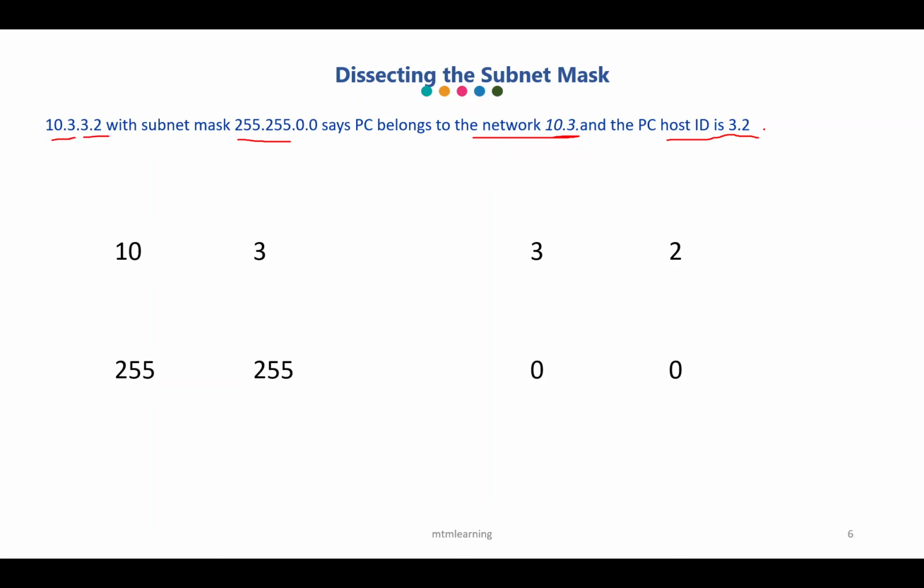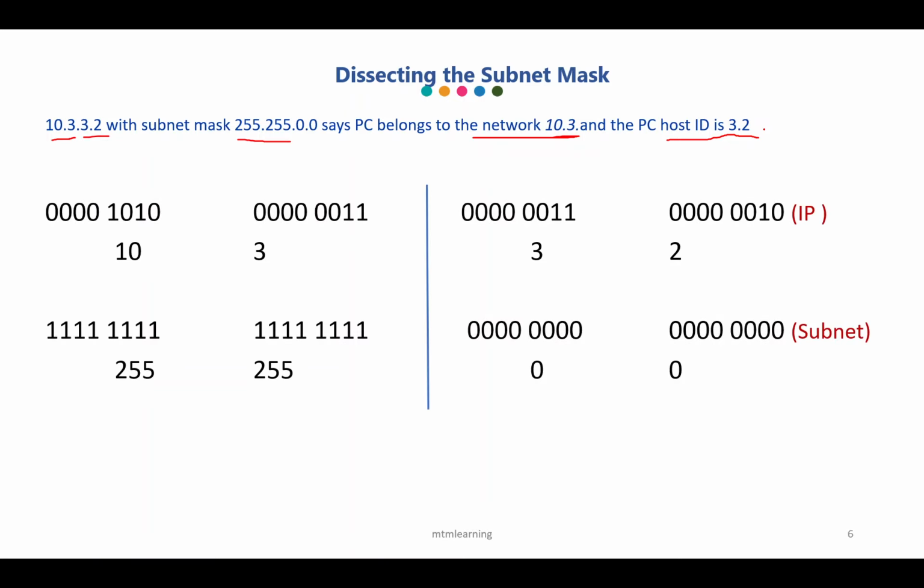Again, we did the binary conversion, and now you can clearly see that I just moved the bar to the left, and all the zeros are here and all the ones are here. So that tells us this is the network portion and this is the host portion. So as simple as that. Every time the numbers change, you just have to move it.